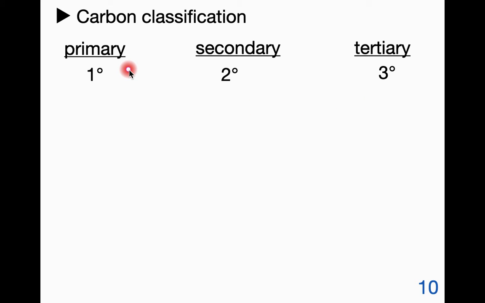Now, if it's a primary carbon, we use a 1 degree way to represent it. If it was secondary, 2 degrees, tertiary, 3 degrees, little degree symbol. So this would be primary, secondary, and tertiary. Remember, we're interested in the number of carbons that's bonded to the carbon that we're referring to. So this is a secondary carbon because it has bonded to two other carbons.